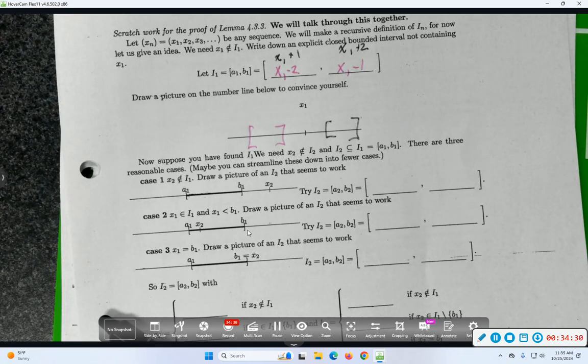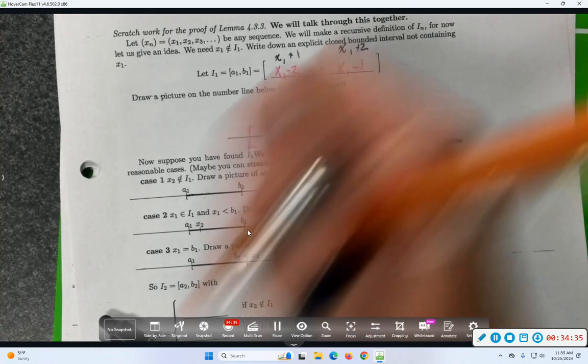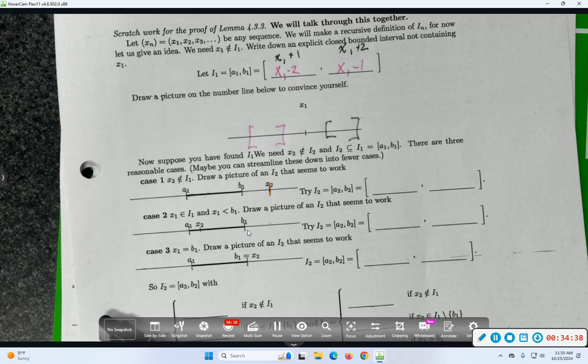So let's see what we can do. If x2 is over there, and the stuff that's bolded is supposed to be I1, well, it seems like a good choice for I2. So what do I need? I need I2 to be a subset of I1. Would we be able to do A1, B1? Yeah, let's check it.